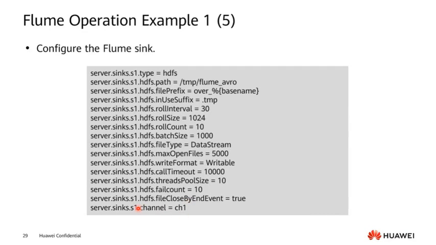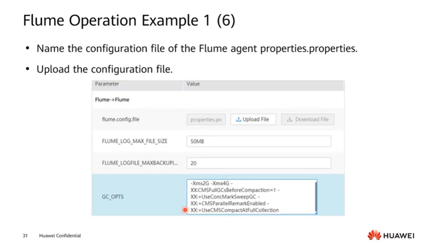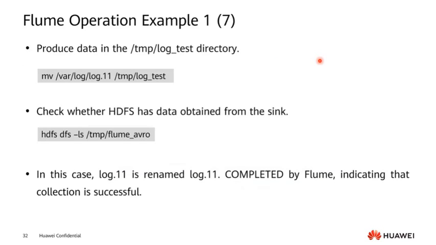And finally, this channel indicates the channel to which the data read by the current sink is sent. This parameter cannot be left blank as well. After configuring all the information, please rename the configuration file into properties.properties and upload it under the same directory as we configured before. Now we can produce data and check whether there is data under the configured HDFS directory. If we can see a file called blah blah blah dot completed, congratulations, it means that our processes have been completed successfully. And that is all for the first example.